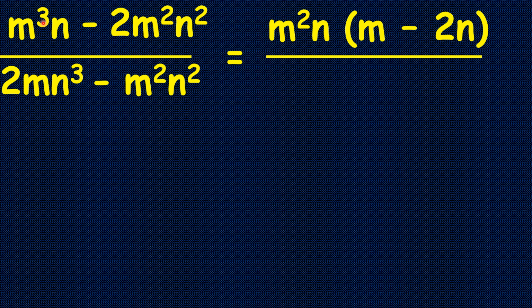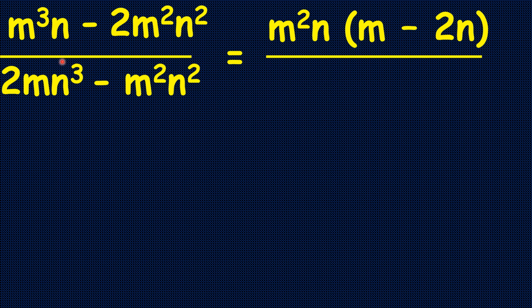So if we take the m squared from this, we're left with an m, which is the m that is left in the brackets. And then if we take an m squared n, the m squared cancels out, the n cancels out, we're left with an n. So we are left with minus 2n. So we have simplified the numerator by taking out m squared n from both this and also this other part here. Now we'll do the same for the denominator.